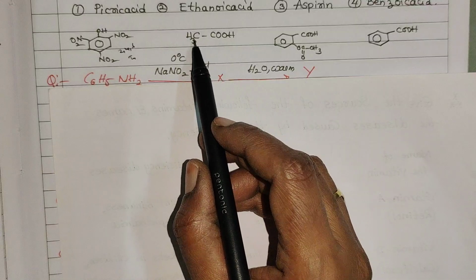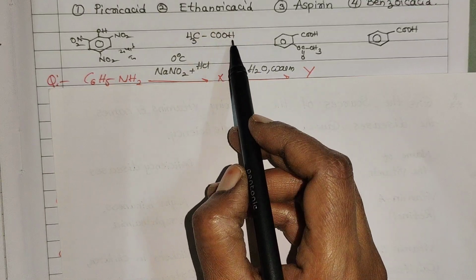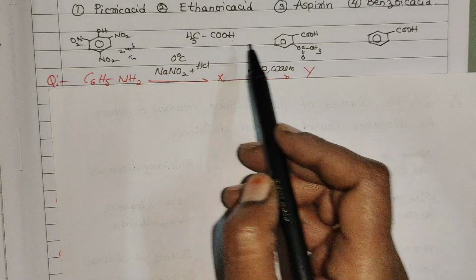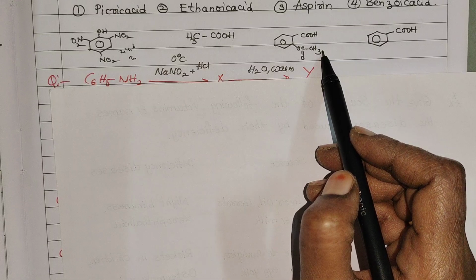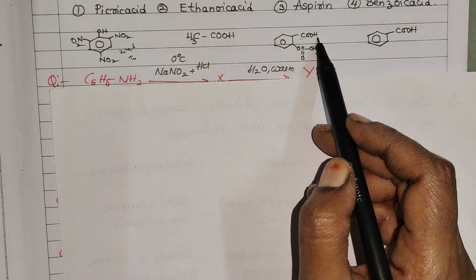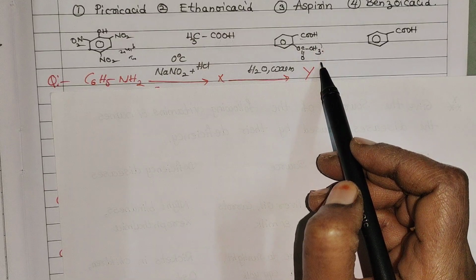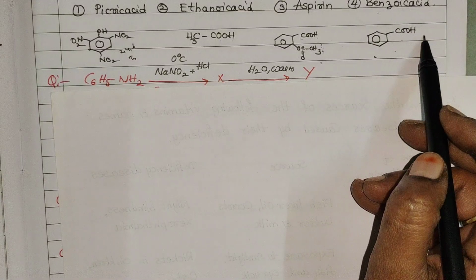No. Next, ethanoic acid: eth means 2 carbons, and oic acid is nothing but the COOH group. So this is the formula of ethanoic acid. Next, aspirin. Aspirin is actually acetylsalicylic acid, with an acyl group on salicylic acid. So this is the group. Check whether the carboxyl group is present or not. Benzoic acid is benzene with a COOH group present.